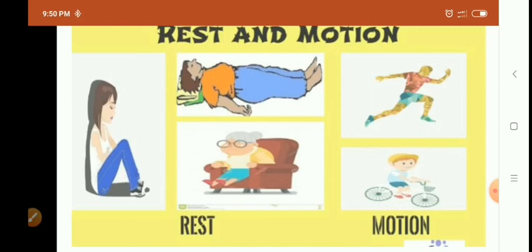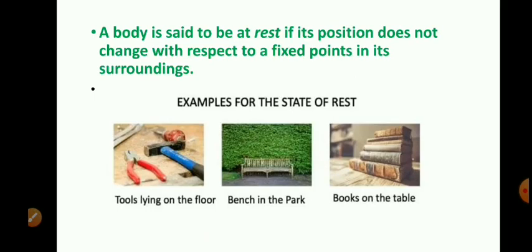So let me start with the very first form, that is rest. What does rest mean? Rest means our object or body is at rest if its position does not change with respect to a fixed point in its surrounding. Like if we put something in a fixed position and its position does not change according to its surrounding, then this object is in a rest position.